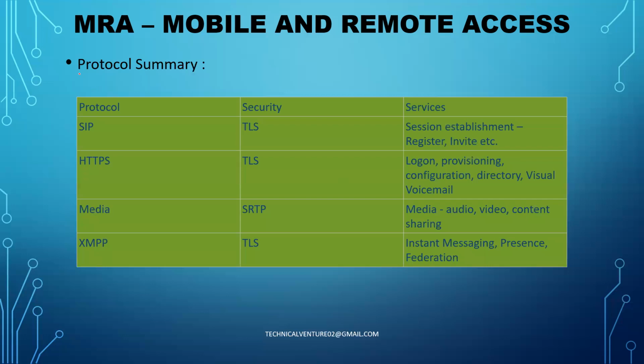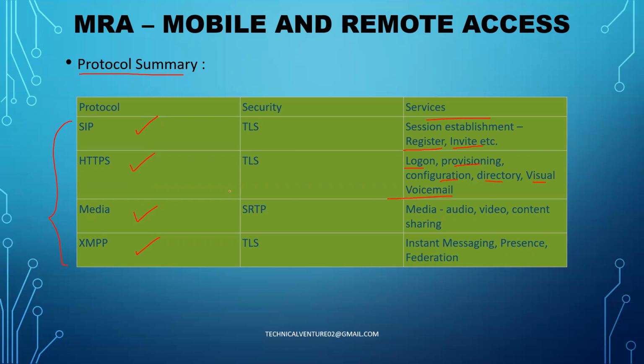Now it says the protocol summary, which covers all the protocols we are going to use in MRA. Mainly we are going to use SIP, which is the most important, then HTTPS, media, and XMPP. Let's start with SIP. SIP is mainly used for session establishment, that is the register and invite messages. HTTPS is mainly used for logon, provisioning, configuration, directory, and visual voicemail.